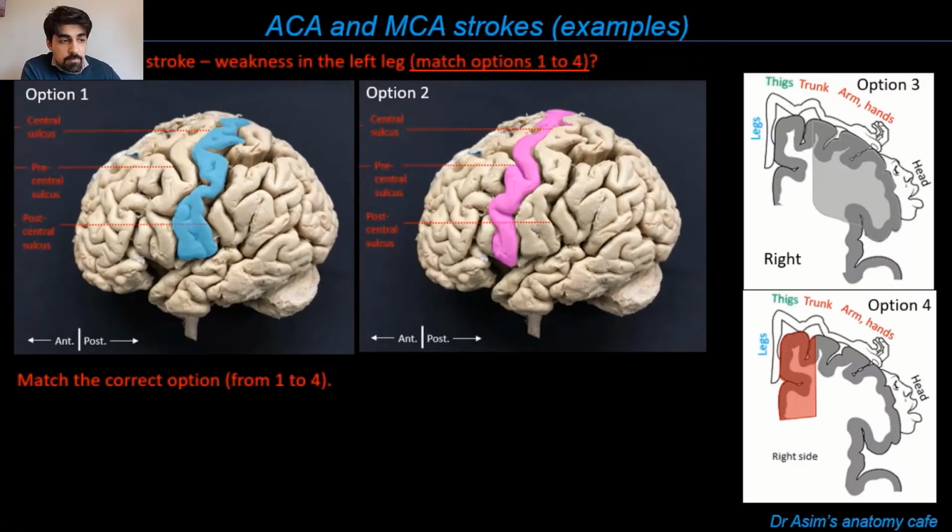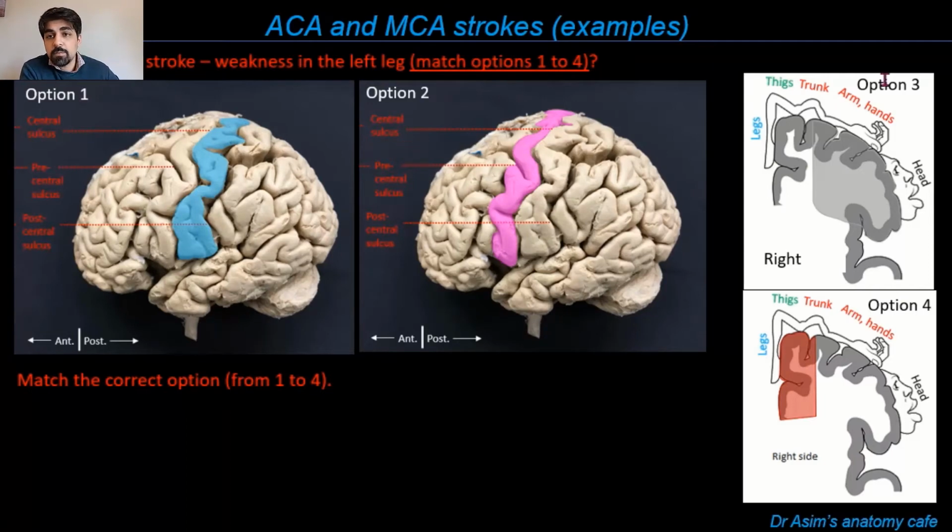Now let's say a 65-year-old male presents to us with stroke, but this time the patient presents with weakness in the left leg, right? So which option would be the correct option now? We've got options 1 and 2, which show the left cerebral hemisphere. Now the weakness is in the left leg, therefore the right cerebral hemisphere would be involved in this case, because we know that the right side of our brain controls the left side of the body, and the left side controls the right side of the body, as we already discussed. So we can easily rule out option 1 and option 2.